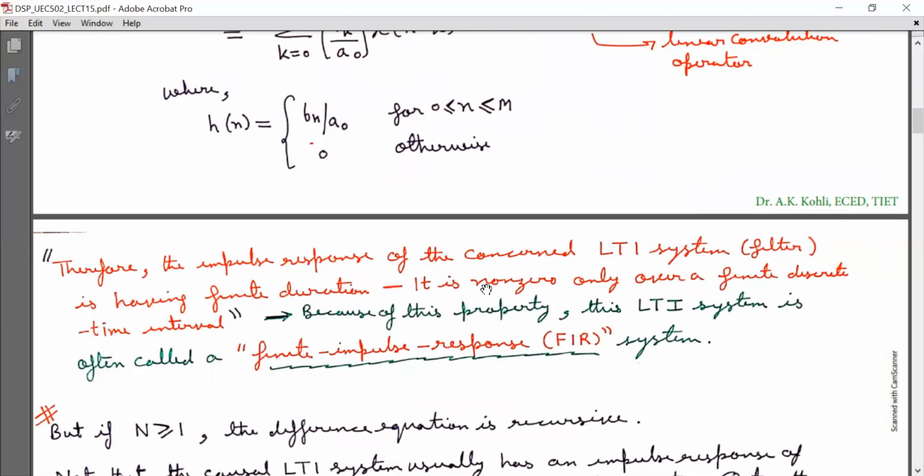which can be a filter, is having finite duration, that is 0 to capital M. It is non-zero over only a finite discrete time interval. Because of this property, this LTI system is often called a finite impulse response FIR system. So this impulse response is finite because it is having non-zero values for this duration only.